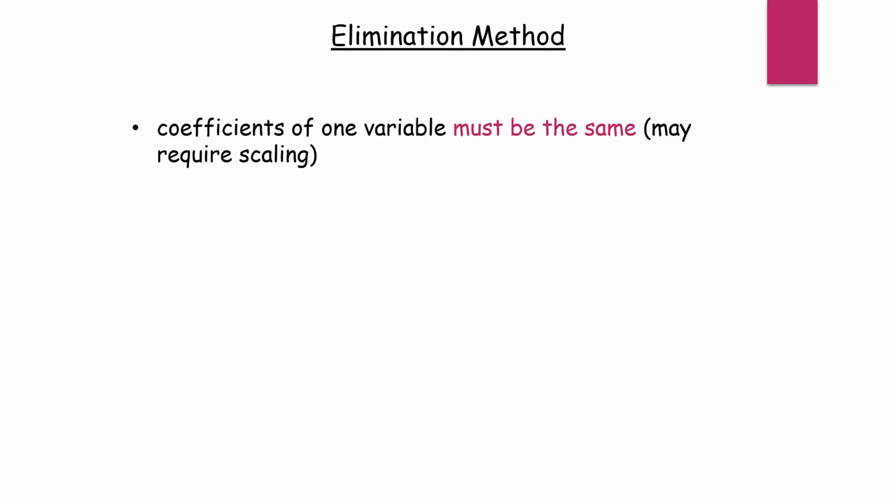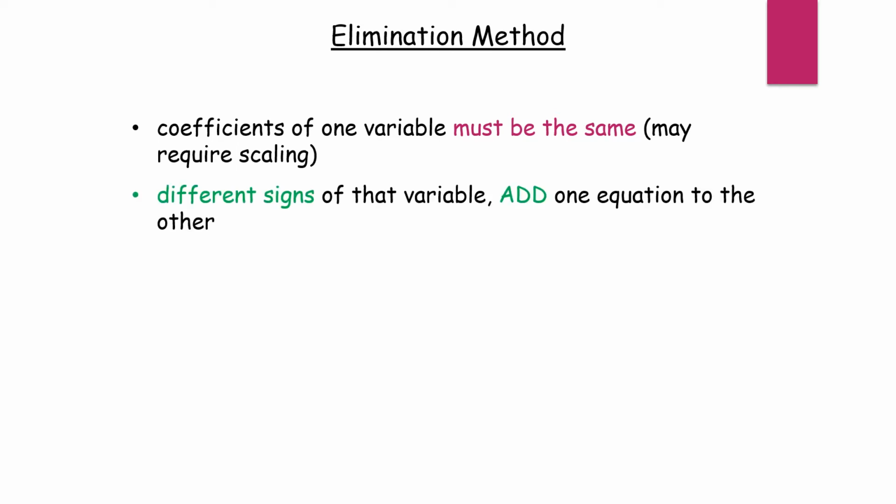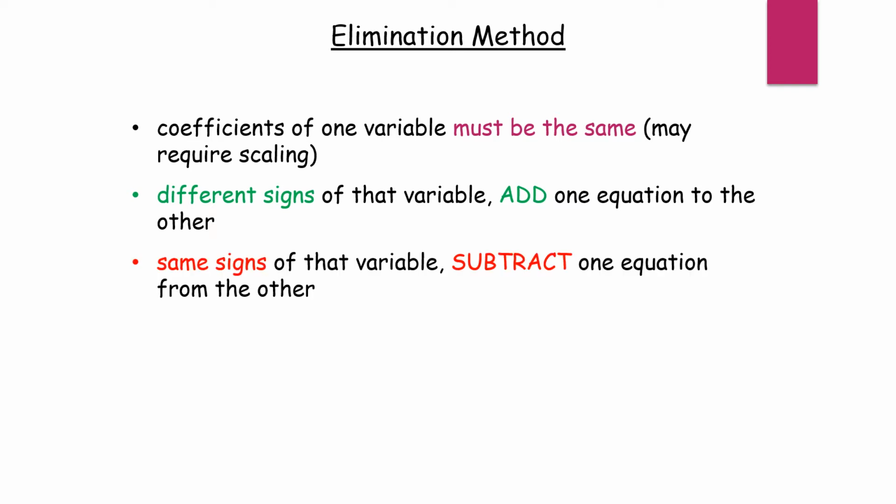So a reminder of our elimination method. The coefficients of one of our variables must be the same, and we may have to scale our equations in order for that to happen. If we have different signs of that variable, we're going to add one equation to the other to eliminate that variable and solve for the other. If we have the same signs of that variable, then we're going to subtract one equation from the other in order to eliminate it and solve for the other.